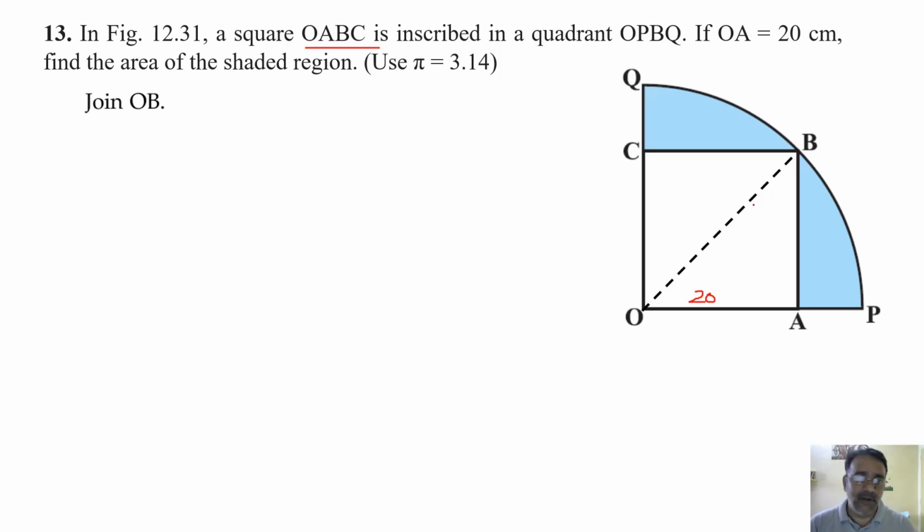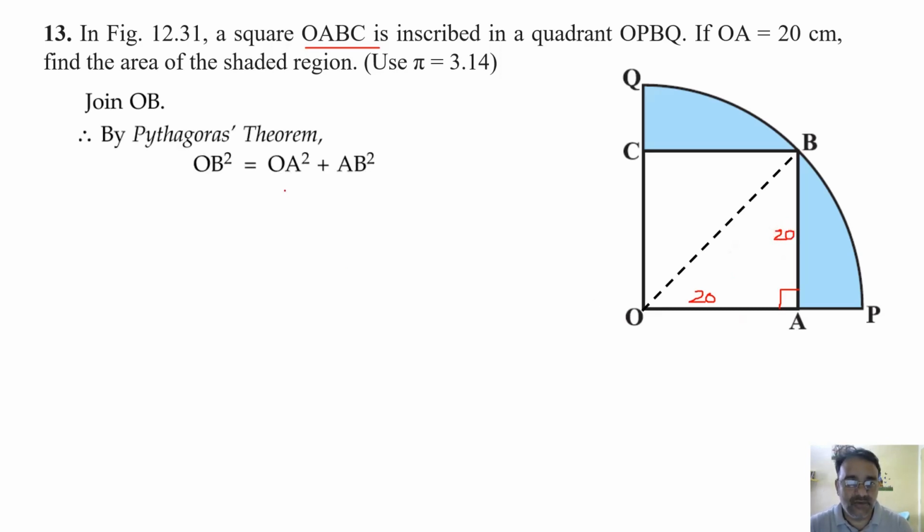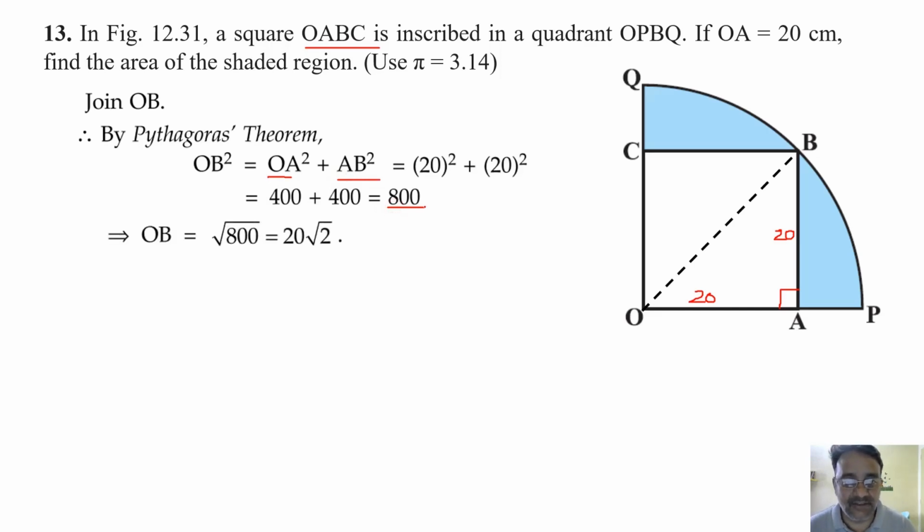We can use the formula directly also. The diagonal of a square is a root 2. That formula you can use directly, or if you do not remember that formula, you can use Pythagoras theorem. So this is 20. By using Pythagoras theorem, OB square is equal to OA square plus AB square. That is 20 square plus 20 square, 400 plus 400, 800. And the square root of 800 is 20 root 2. If you remember the formula, you can use it directly. Diagonal of square is a root 2. Okay. Now the area of square will be equal to 20 into 20, side into side, that is 400 centimeter square.